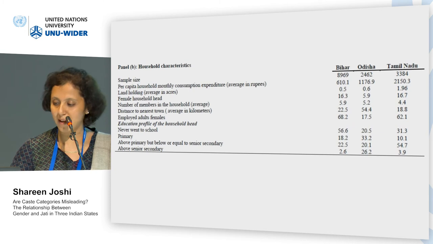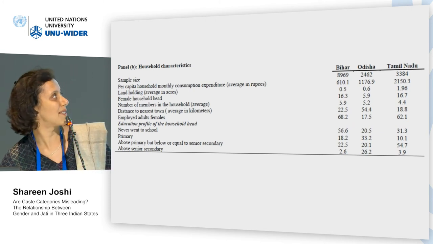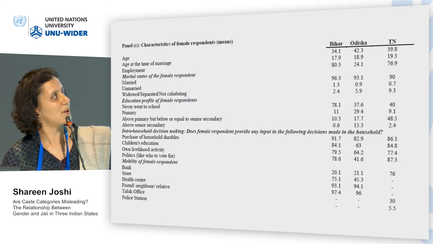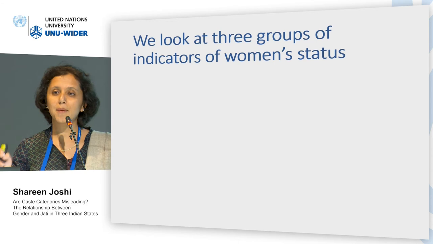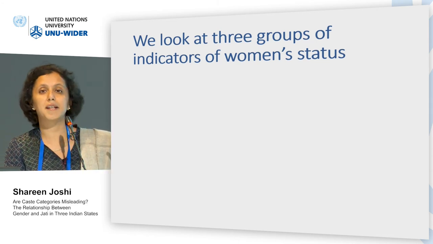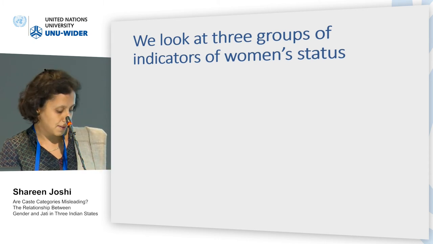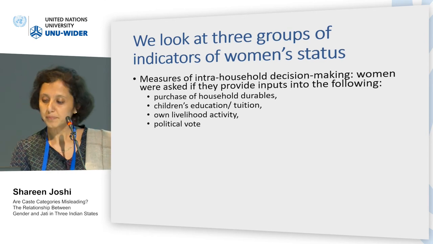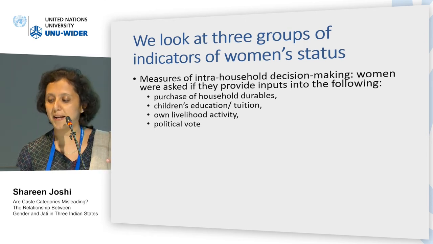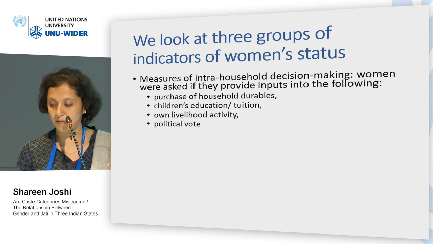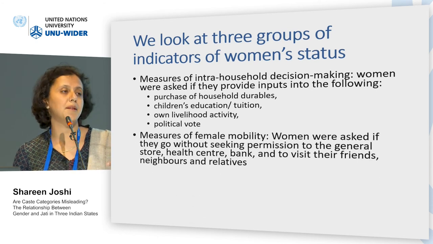So very quickly, I'll skip this. This is our summary stats of some basic household characteristics and our female respondents. I can come back to this. But what I want to emphasize for now is we looked at three different types of indicators for women's status, right? So the first one we looked at was measures of intra-household bargaining. So women were asked if they are able to provide inputs into purchasing household durables, kids' education, their own livelihoods, and then voting. We also look at female mobility.